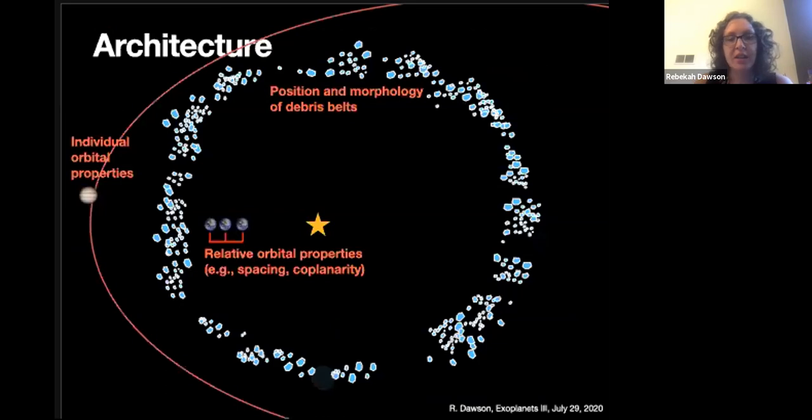A planetary system's orbital architecture refers to the observed combination of individual orbital properties like eccentricities, relative orbital properties like spacing and coplanarity of planets, and position and morphology of debris belts.